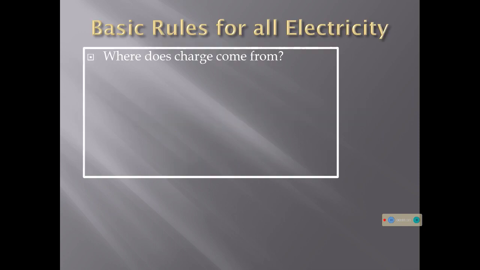Here we go. All right. So the basic rules for all of electricity. Where does charge come from? Well, let me ask you a different question. Where does mass come from for motion? Atoms. Correct. And you've got the exact same answer for this question as well.